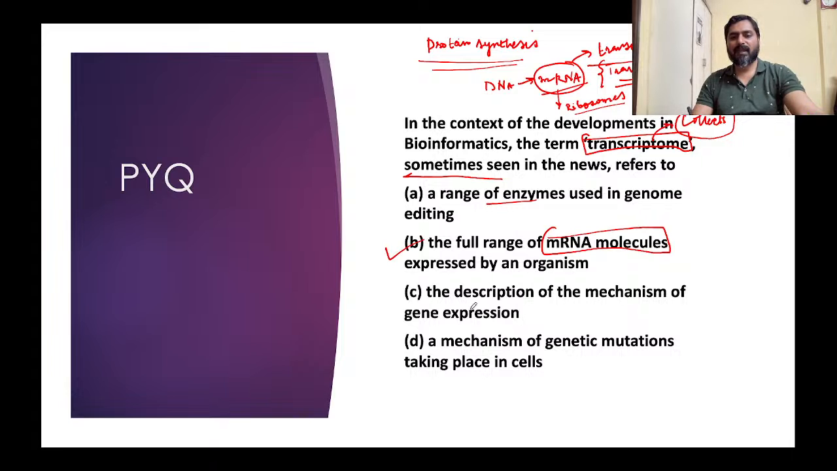The description of the mechanism of gene expression, this is not correct. A mechanism of genetic mutations taking place in the cell. So protein synthesis we should understand. The first process is transcription, and another process that is involved is what is called translation.